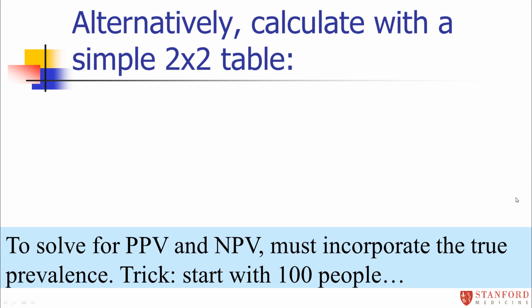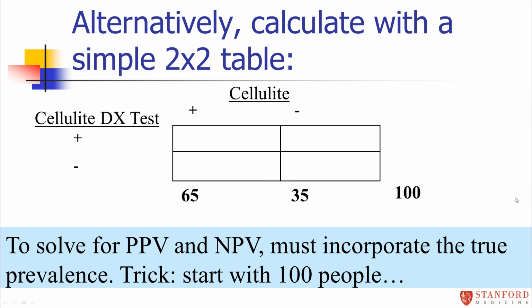Alternatively, we can use a little trick with 2x2 tables, and a lot of students find it easier to calculate it in this way. So if you're more comfortable with the 2x2 table, this is yet another way to get this right. To solve for positive predictive and negative predictive value, you could incorporate the true prevalence by just doing a little 2x2 table and assuming that you have a denominator of 100 people. Why 100? Well, it's easy to deal with percentages if you treat them as whole numbers. So if we start with 100 people, then all the percentages just become whole numbers.